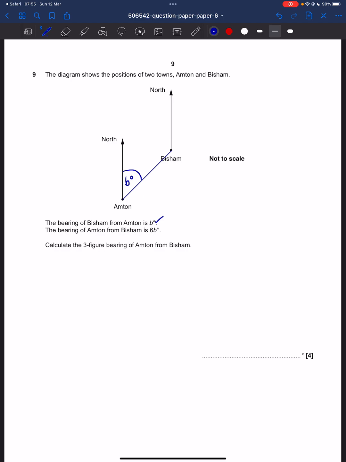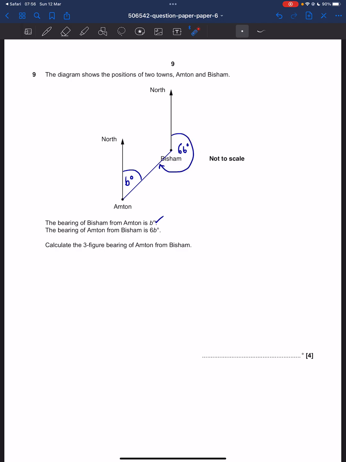The bearing of Ampton from Bisham is 6B. So we put the north at Bisham here, it's already drawn, and then we measure clockwise round, and that's 6B degrees. Calculate the 3-figure bearing of Ampton from Bisham. So we actually need to work out what 6B is. We actually need the 3-figure bearings, the actual degrees of Ampton from Bisham.